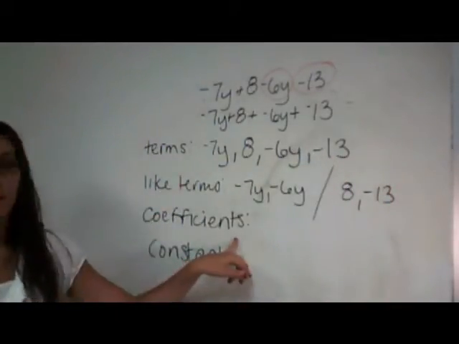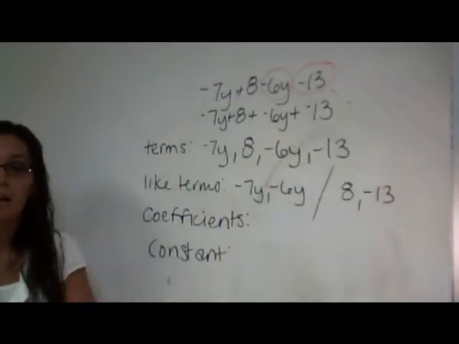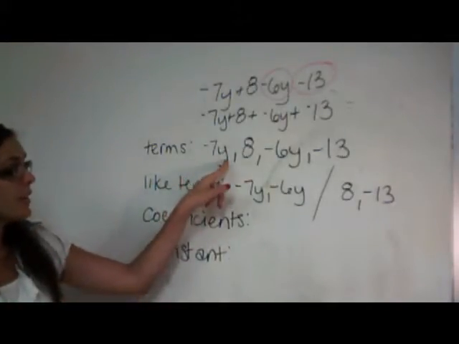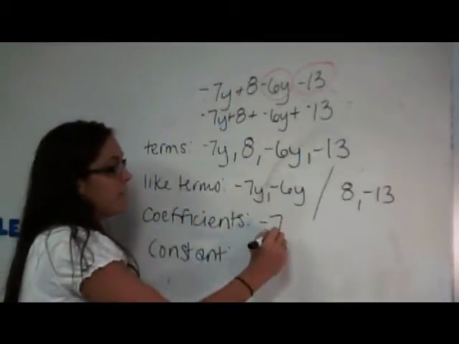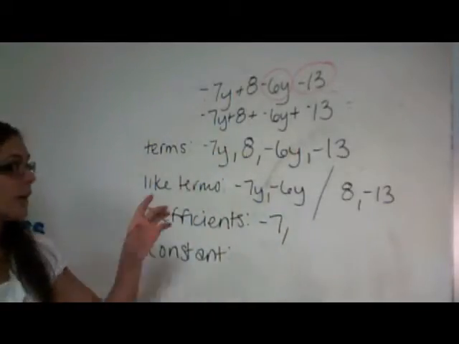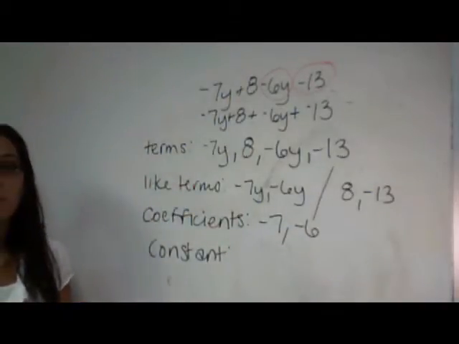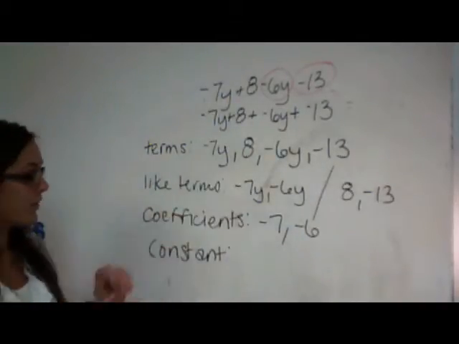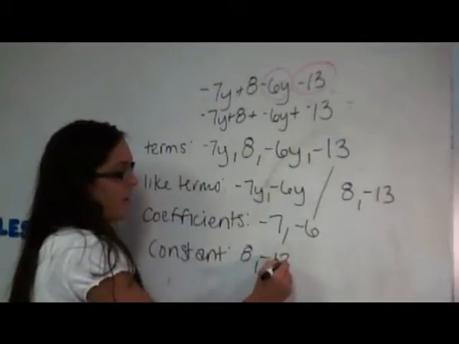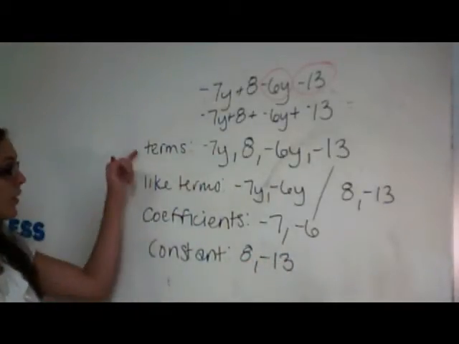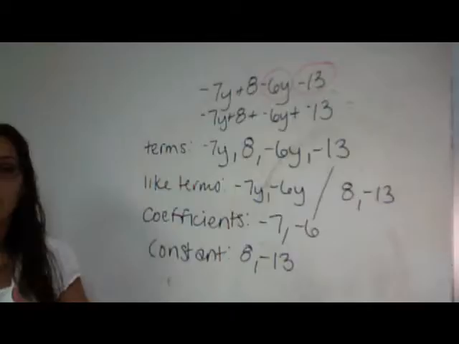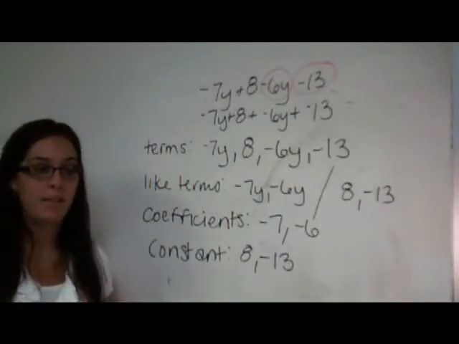Now we're going to identify the coefficients. That's the number part of a variable term. So I'm going to look for the variables. Here's a variable, negative 7, and I don't want the variable with this right now. And then we have a negative 6. Constants are any terms that have no variables at all. So we have an 8, and then we have a negative 13. Now that you know each part of an expression, we're going to actually get to simplifying the expression.